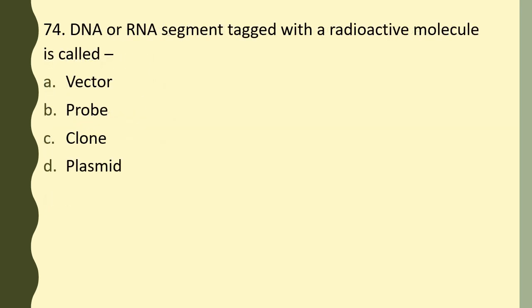Question number 74. RNA or DNA segment tagged with radioactive molecule is called as vector, probe, clone, plasmid. RNA or DNA segment tagged with radioactive molecule is called as. Correct answer is option B, that is probe.